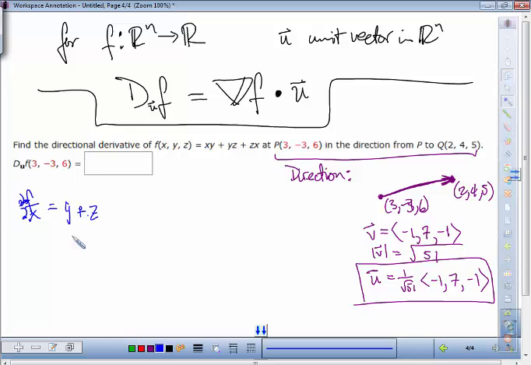Okay? And we might as well evaluate this at (3, -3, 6). So there's no x's in there, but I'm going to put -3 in for y, and then 6 in for z. So I think I'm going to get a positive 3.